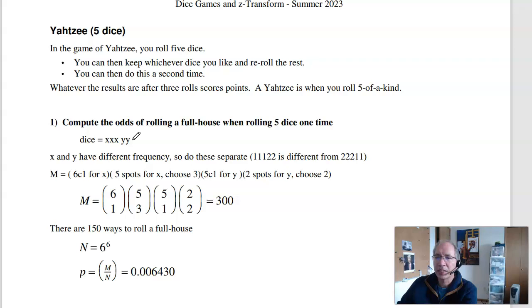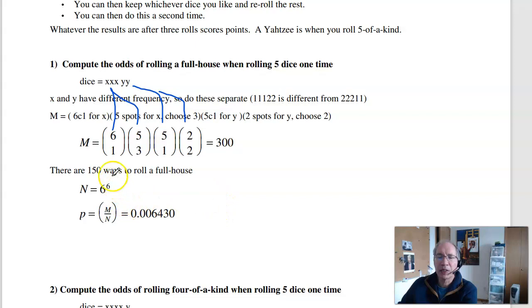Well, to calculate that, there are 6 dice values, pick 1 for x. Of the 5 spots available, pick 3 of the 5 for where to put x. There are 5 remaining die values, pick 1 of them for y, and of the 2 remaining spaces, pick 2 for where to put those 2 y's. Multiply it all out, I get 300. So there's 300 different ways to get a full house. The probability of getting a full house is that divided by the total permutations for how to roll 5 dice, which gives you 0.00643.